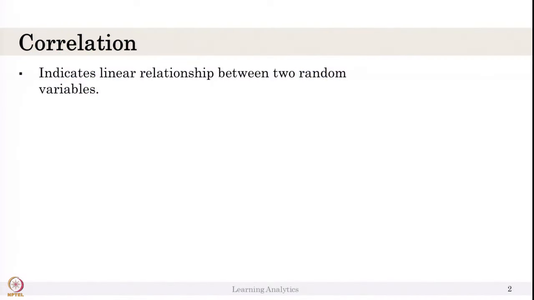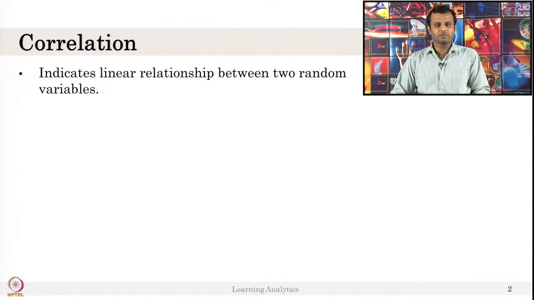In this video, let us talk about correlation. So, what is correlation? The correlation indicates the linear relationship between two random variables. What is the relationship between variable A and variable B? Why did I say linear? That is the common correlation coefficient we use, that is why it is called a linear relationship. Let us look at the other correlation types also.